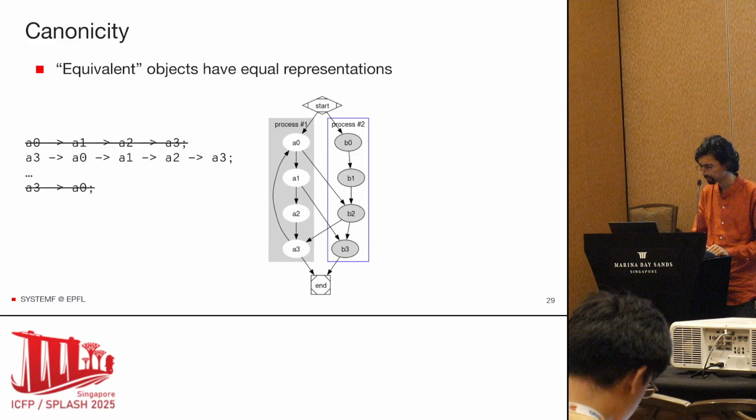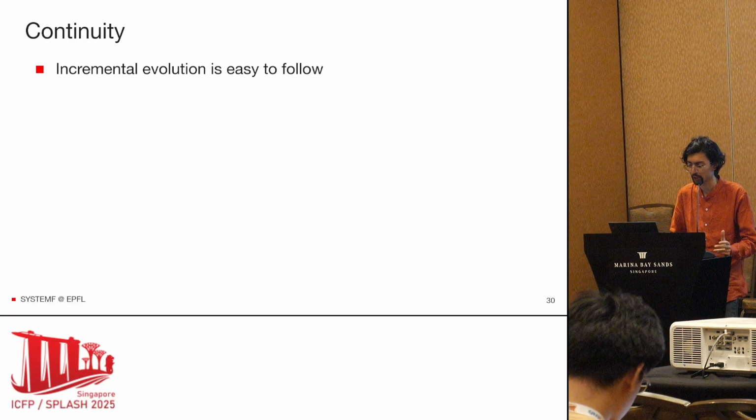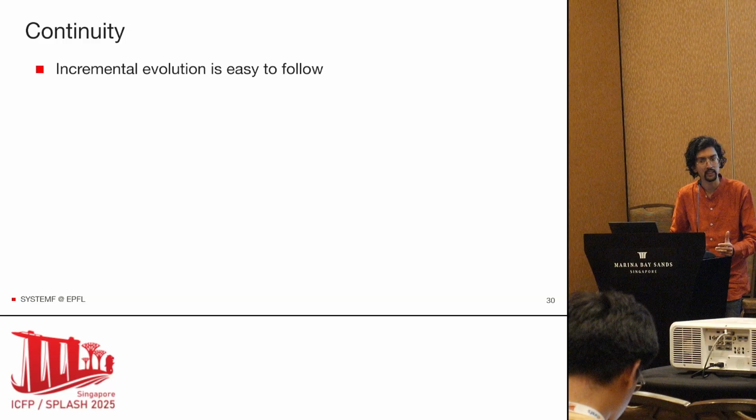An ideal diagramming system would make it easy to specify which differences matter for the visualization and which don't, hence equivalence in quotes. The next property I'm going to talk about is continuity, by which I mean incremental evolution is easy to follow.